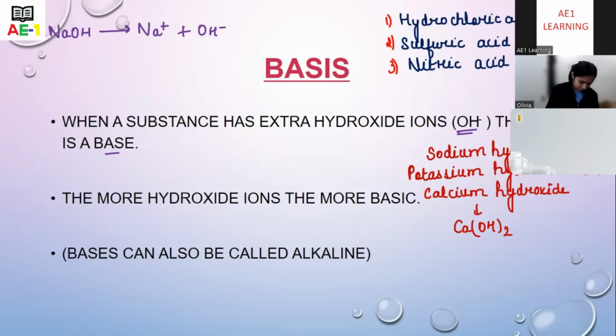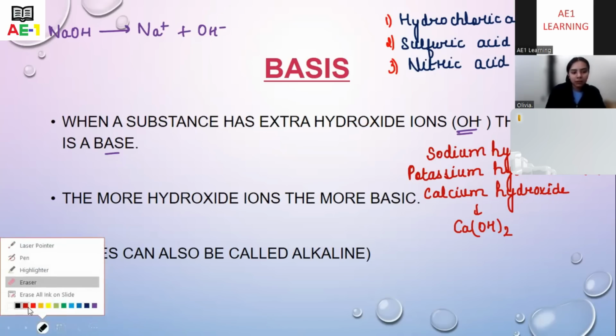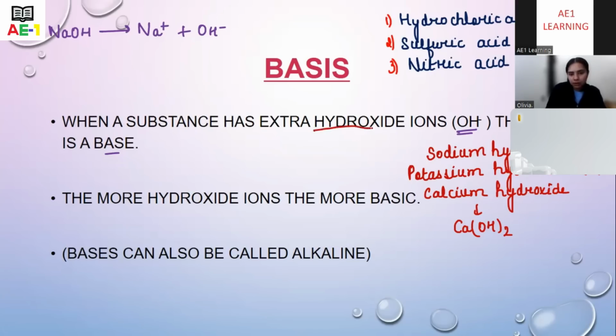Next one is your bases. Whenever any substance breaks down and results in OH negative ions, which we call hydroxide ions, okay? Whenever your substance breaks down and gives more hydroxide ions, that particular substance is basic in nature. Hydroxide ions, OH negative ions. So the more hydroxide ions found in that substance, the more basic it is in nature.